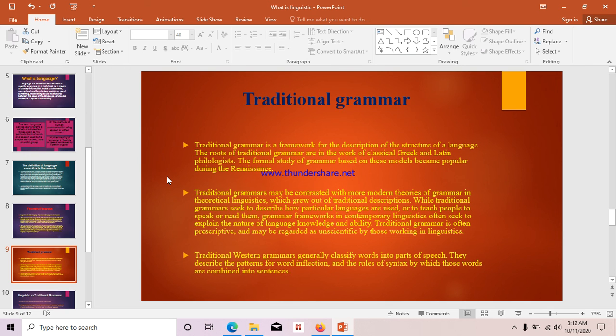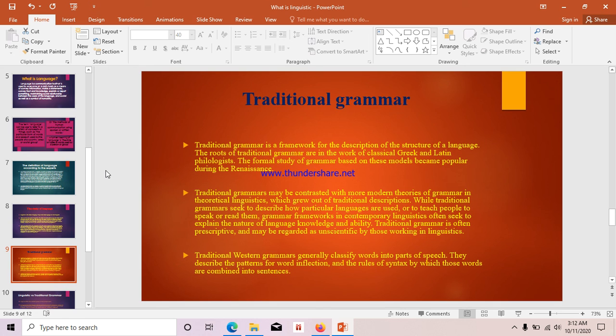Traditional grammar. Traditional grammar is a framework for the description of structure of a language. The roots of traditional grammar are in the work of classical Greek and Latin philologists. The formal study of grammar based on these models became popular during the Renaissance. Traditional grammars may be contrasted with more modern theories of grammars in theoretical linguistics, which grew out of traditional descriptions.